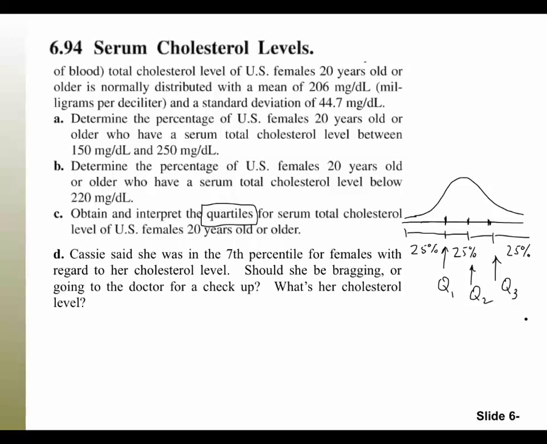So what percentile is quartile Q1, the first quartile? What percentile is that? 25%, the 25th percentile. What percentile is Q2? That's the 50th percentile. And what's that the same as? The median, right? So the median is the 50th percentile. And what's Q3? 75th percentile.